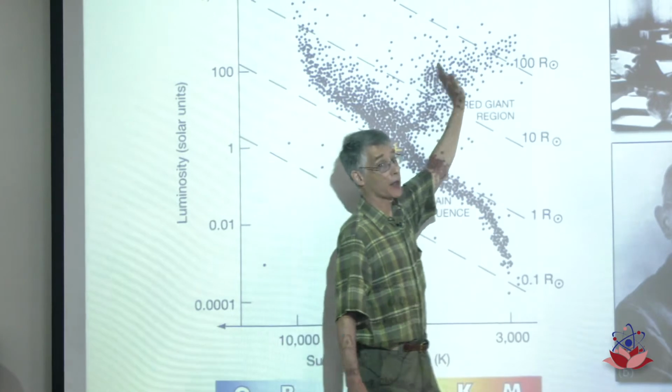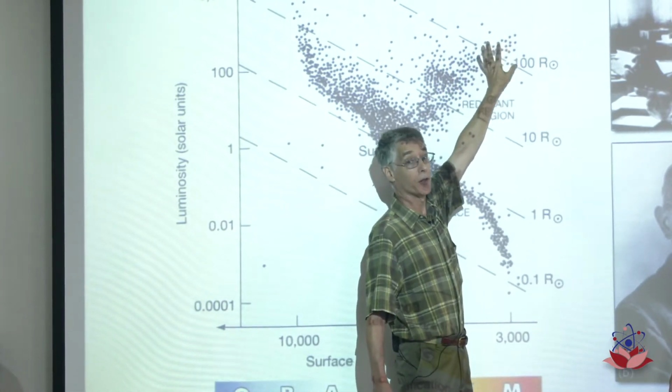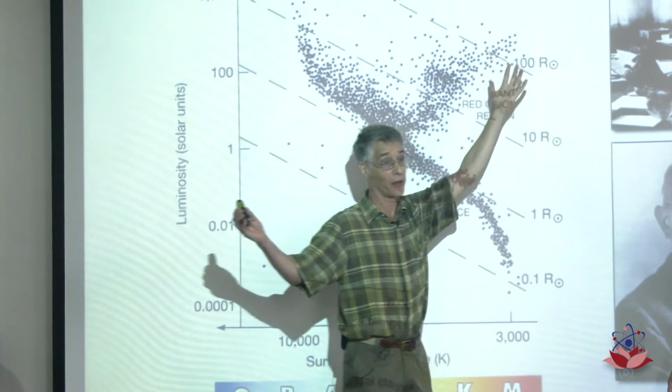So these objects are called red giants because even though they're cool, they're extremely bright and very large.